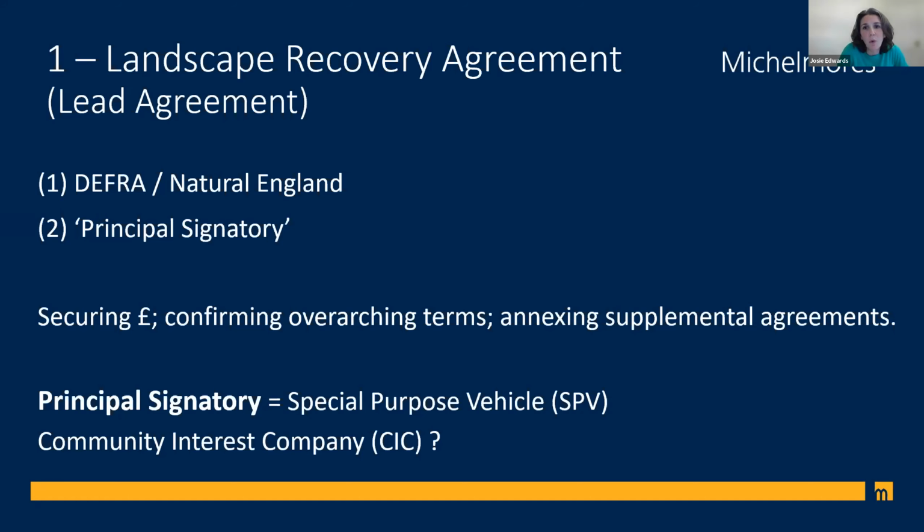So unpicking that a bit more in terms of the principal signatory, in the Malverns, our initial thought had been that the Malvern Hills Trust would be quite well placed to act as the principal signatory. It had the status and resources to fulfill the role of the primary contracted party. It's got existing relationships with key stakeholders, including, of course, the commoners and the commoners associations.